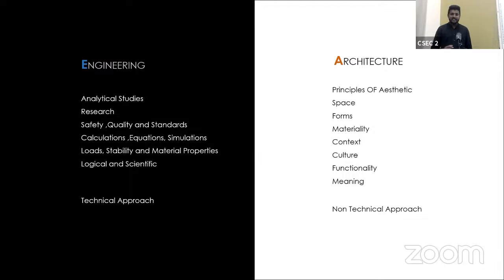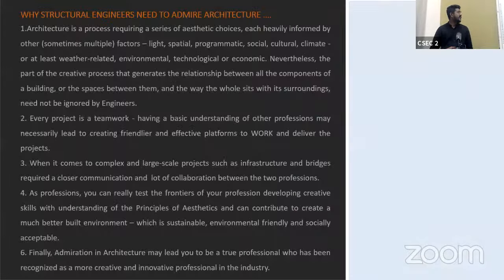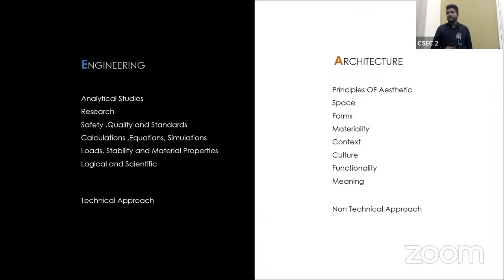So as a closure, I'll say engineering is more analytical: studies, research, safety, quality and standards, calculation, equations, simulation, load, stability, and material properties, a logical and scientific, technical approach. Architecture: principles of aesthetics, space, form, materiality, context, culture, functionality, meaning.